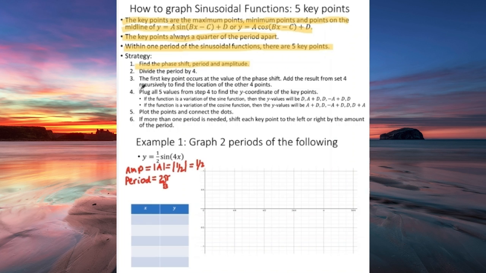Next is our period. Our period is 2 pi over b, b is 4, so our period is pi over 2. Next is our phase shift. Our phase shift is c over b. Since we're not adding or subtracting anything inside of the parentheses of our function, that means our c is 0, which means our phase shift is 0.